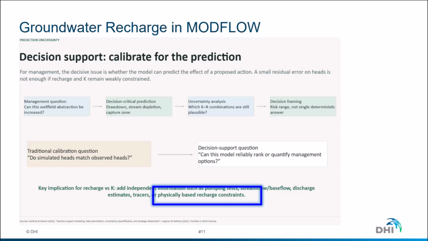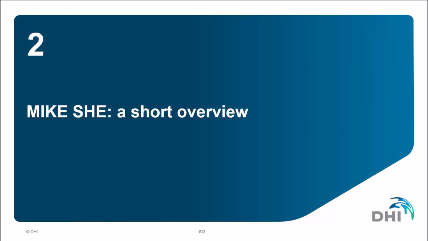But there is a way to significantly reduce the uncertainty in the predictions you make with your groundwater models. And that is to use physics-based recharge values, for example, from a fully integrated catchment model like MikeShe. So you reduce the uncertainty in the recharge, and hence you also reduce the uncertainty in the hydraulic conductivity, because you reduce the degrees of freedom with which you can vary your hydraulic conductivity during the calibration process.